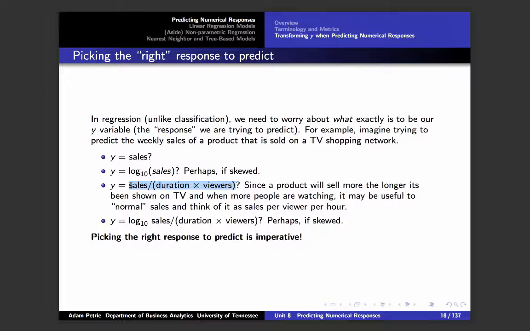The key thing in doing a regression is really picking the right response to predict. Not always the easiest thing. Very often we try out a bunch of things and see what works.